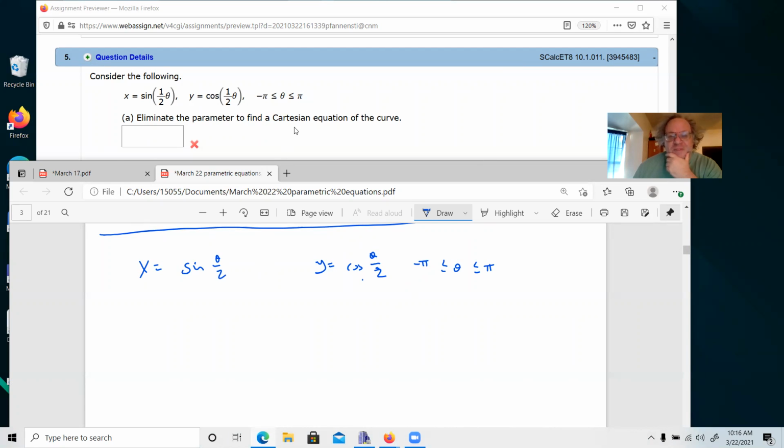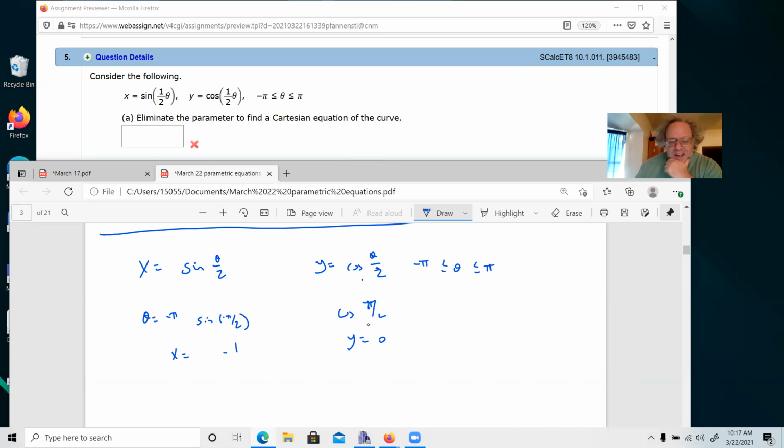Before we go ahead and eliminate the parameter to get the Cartesian equation, let's just do this. Okay, so when theta is equal to negative pi, if I plug in, we have sine of negative pi, cosine of negative pi, then our x value is -1 here. Our y value is 0.